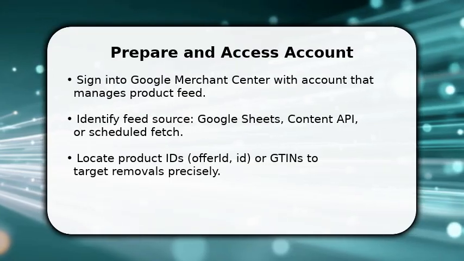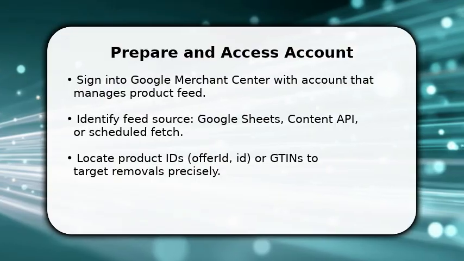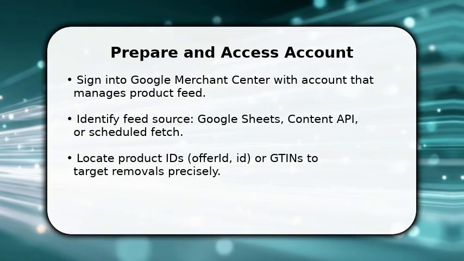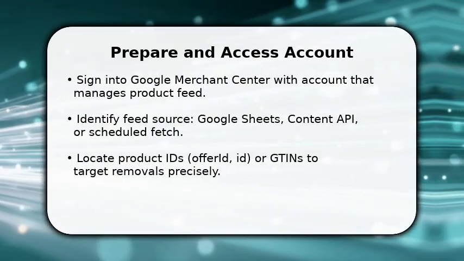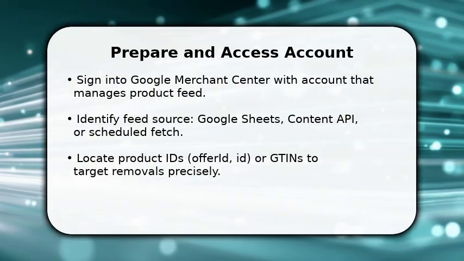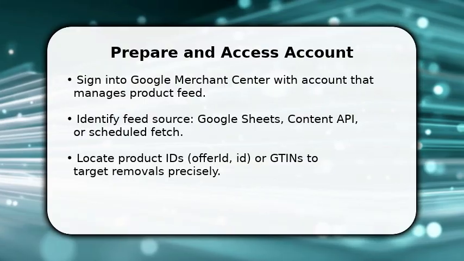You start by signing into the correct Google Merchant Center account and confirming the feed type because removal steps vary by source. Once done, open All Products to surface the items and note each product's offer ID or ID. You'll need those exact identifiers.